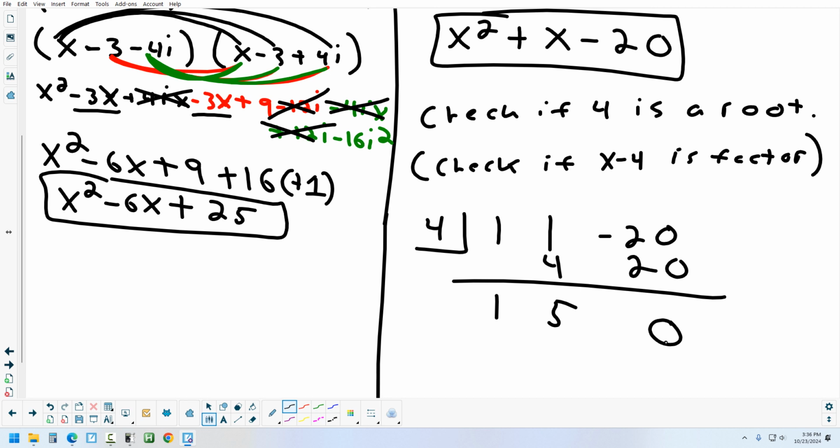So that means 4 is a what? There's a difference between saying 4 is a something and x minus 4 is something, in terminology. 4 is a root, which means x minus 4 is a factor. So we've now shown that 4 is a root.